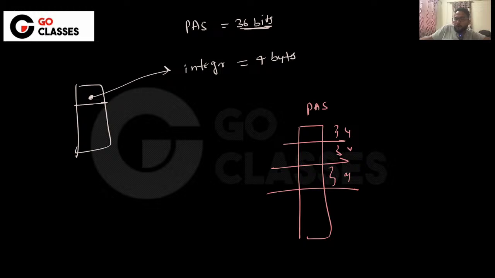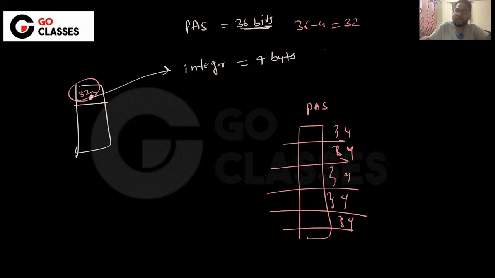Whatever you want to point to, you will say that you have divided your physical address space into that size. So it will be 36 minus 2, which is 34, which means you need 34 bits to point to one of the integers, right? Why? Because the integer is of 4 bytes and your physical address space is 36 bits. So that is why you will be requiring 34 bits to point to one of the integers. Okay. So I hope that is clear to everyone.